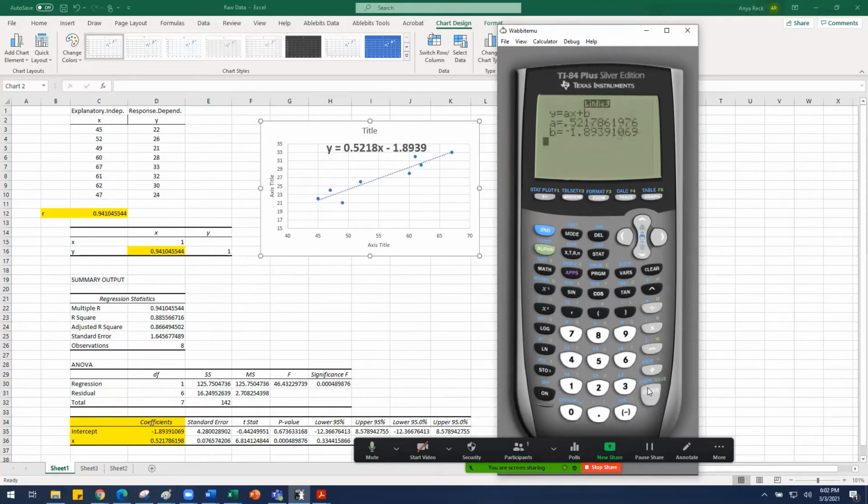And then calculate. And again, as you can see, these numbers match the values in the equation. The coefficient, 0.5218, we have here if you round. And the negative 189.39 is also listed here. And if you want to add this equation to your graph, you hit y equals. You type the equation in. X is next to the green button. And then you hit graph. And there's your equation.